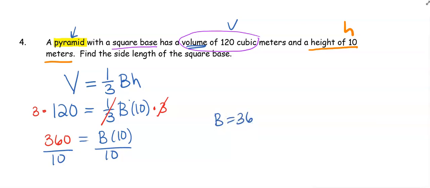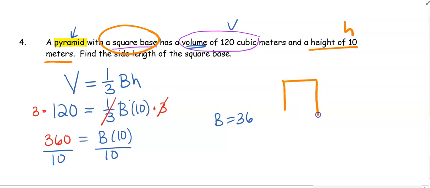So now we have to go back, and it says that we have a square base. So we have to think about if I have a square and the base times height is 36, but the base and the height have to be the same number, what number squared gives me 36? Yep, that is 6. So my side is going to be 6 meters long.